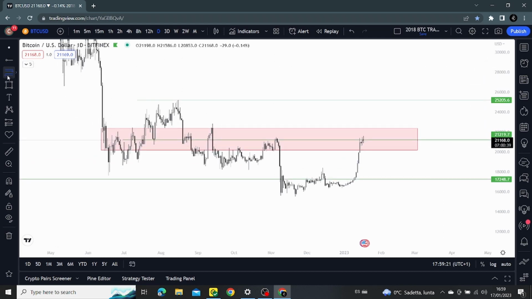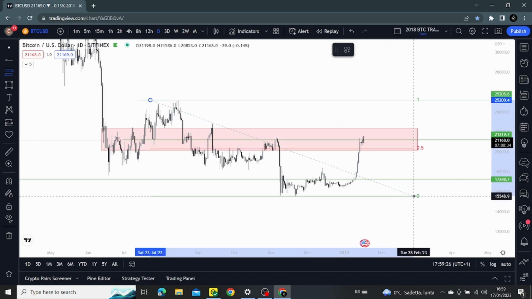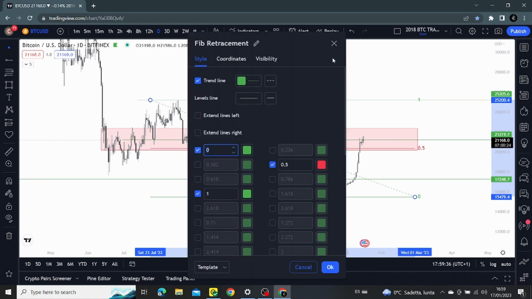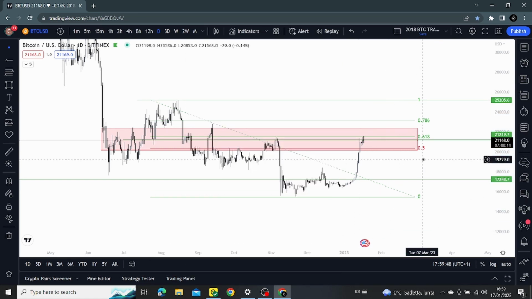If we take the Fibonacci retracement and see, we're gonna modify this because I have only put the 50%. We're gonna go to the Fibonacci setup and we're gonna mark the 0.618, the 0.786, and will be enough, okay? We can see that we are facing rejection in the 0.618. It's a very important level in trading, okay?